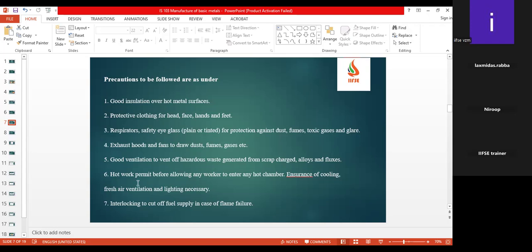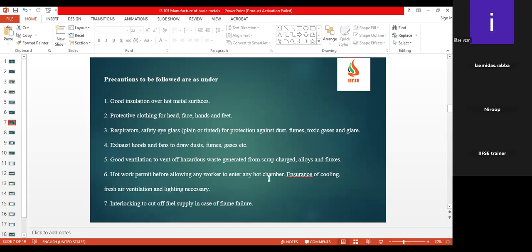fixtures, and a hot work permit before any worker enters any hot chamber, and ensure cooling, fresh air ventilation and necessary lighting. Sometimes they work on these furnaces to check the lining of the furnace. So the condition of the furnace and also the temperature levels have to be checked.